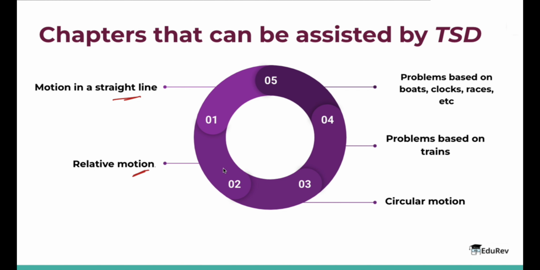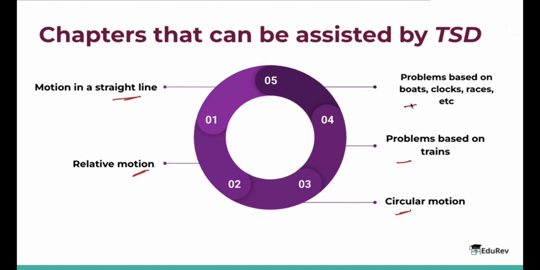line, relative motion, circular motion, problems based on trains, and problems based on boats, clocks, races, etc. Besides, these concepts can also be used for the creation of new types of problems. Your ability to solve these problems will depend only on the depth of your understanding. Due to this diversity and the possibilities for question setting, this chapter is very important for CAT aspirants.